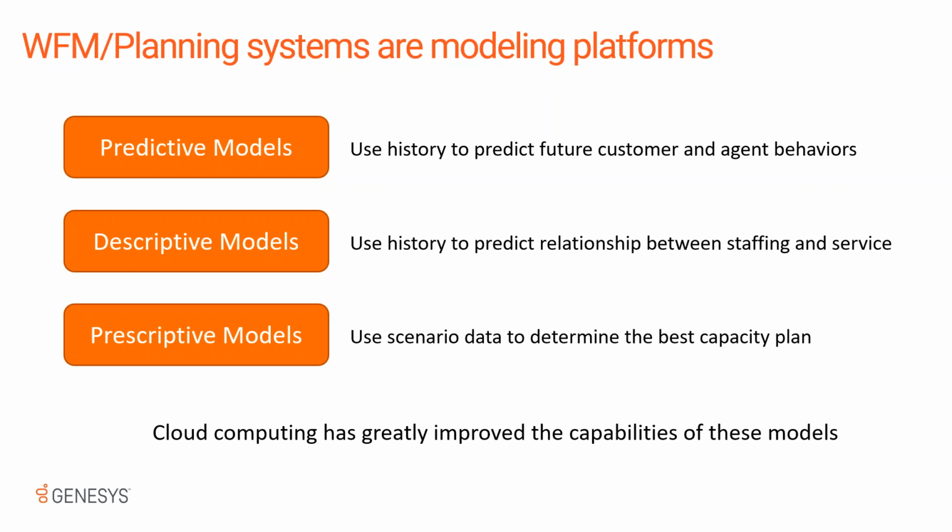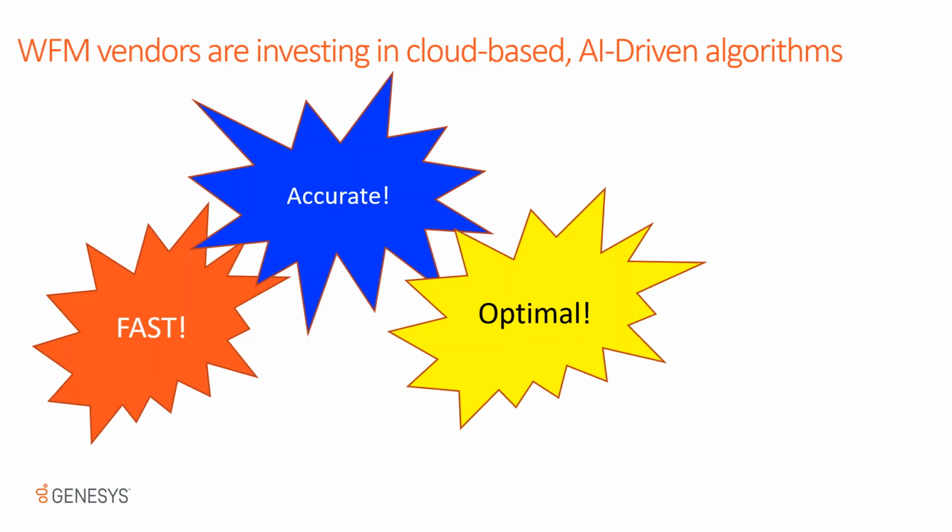But the one thing that's interesting is that this whole cloud computing model had sort of an unintended consequence, which was to make all of these models better and faster and allow us to do more things. So I would expect that Genesis certainly is, but I would expect all the other vendors are also investing in cloud-based, and you hear AI all the time, AI-driven algorithms. What these things allow us to do is have these three different types of models be fast, be provably accurate, and for scheduling and long-term planning, it allows us to be optimal. In other words, come up with the very best solutions.